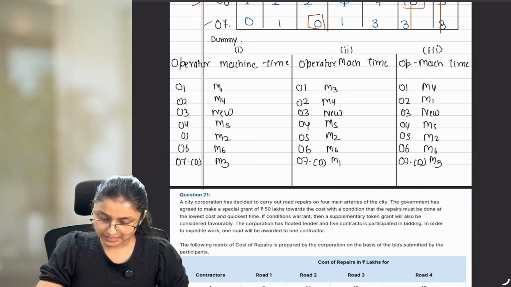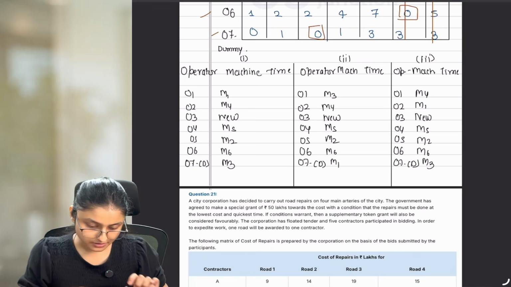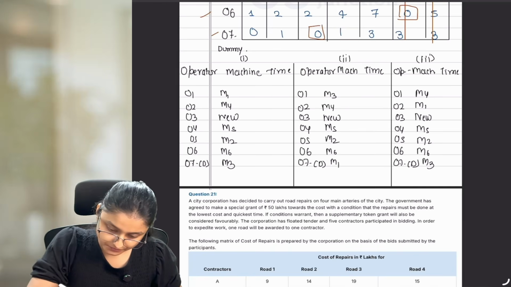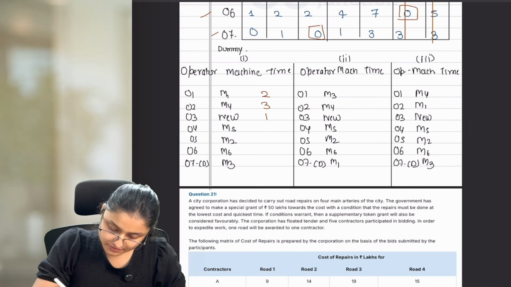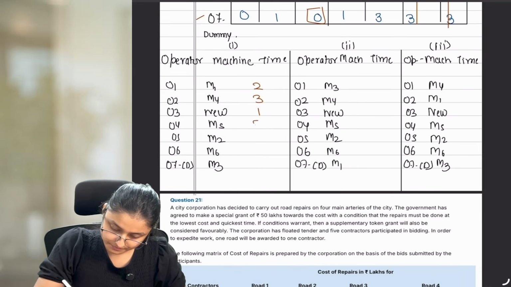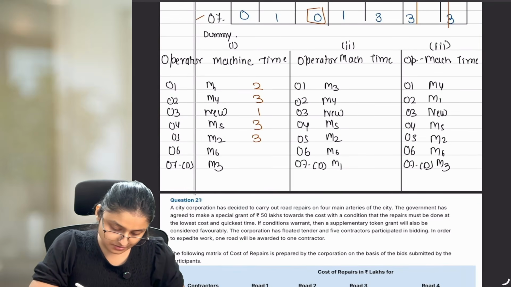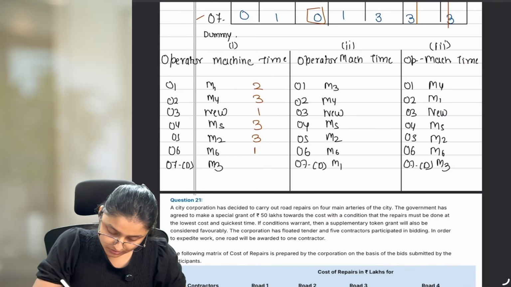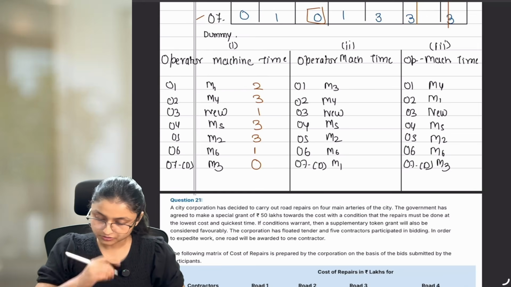Let's calculate the time here. So I'm opening the question on the side so that I can write it directly. For 1 M1 it is 2. For 2 M4 it is 3. Then 3 new is 1. 4 M5 is 3. 5 M2 is 3. 6 M6 is 1. Then 7 is the dummy, and for dummy we have 0. All the values are 0.